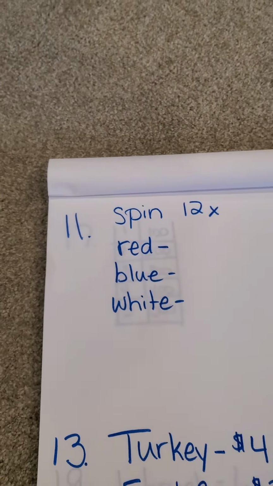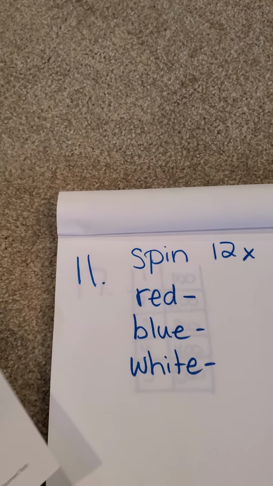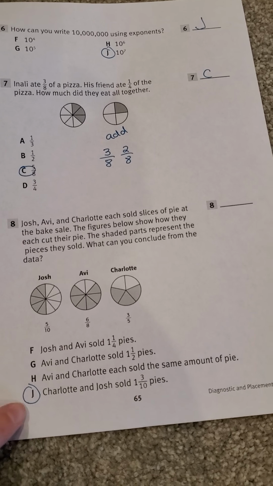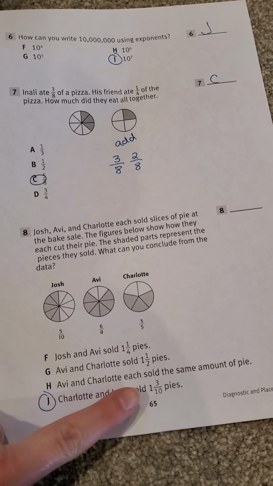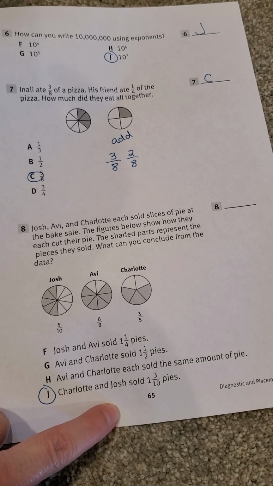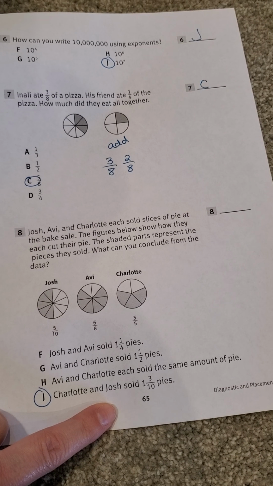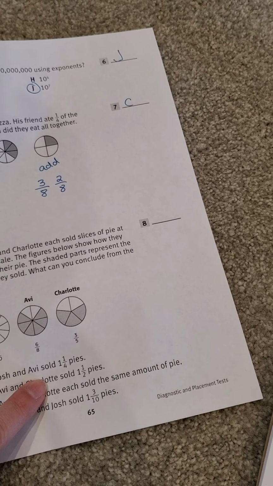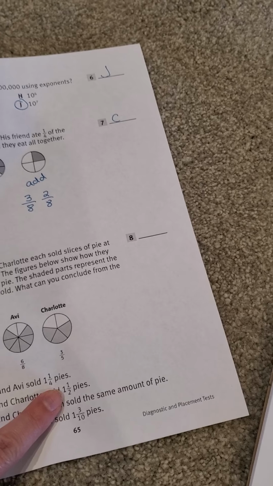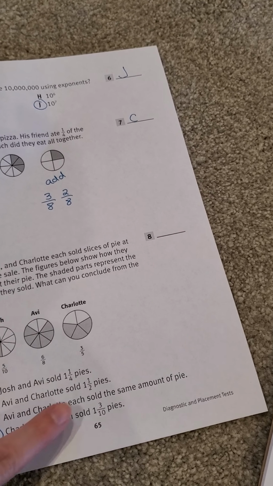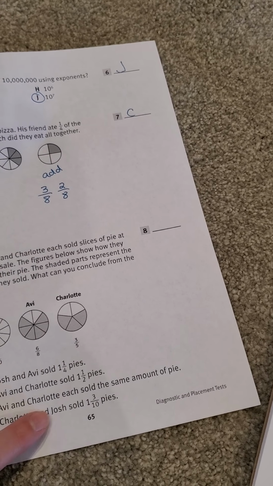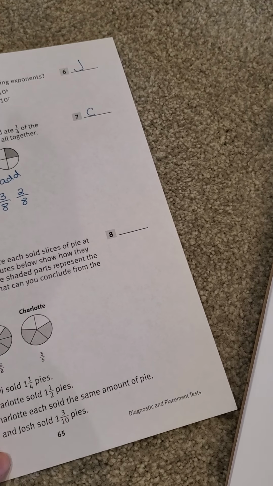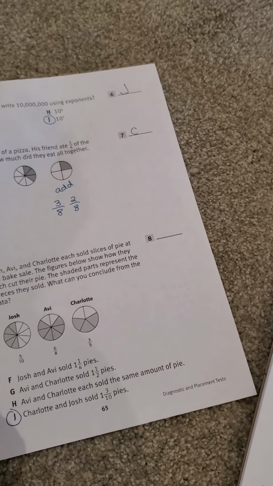Okay, sorry, yesterday I did not go over number 8. So those of you that were on number 8, it looks like this. You can see that I marked J, because if you add Charlotte and Josh's pies together, that equals the 1 3/10. So all I did was take Josh and Avi and added those together. It did not equal 1 1/4. Avi and Charlotte did not equal 1 1/2, and Avi and Charlotte did not have the same pie. So that's how I got that one. Charlotte and Josh's did equal the 1 1/10.